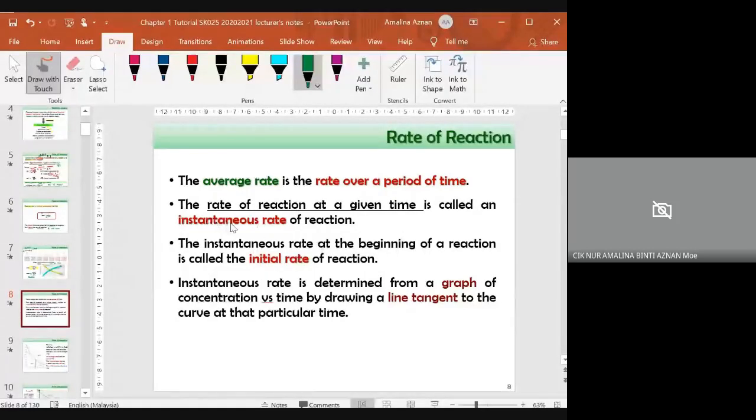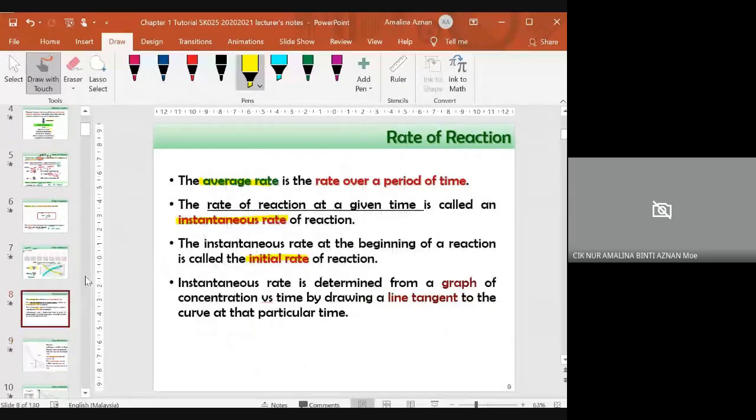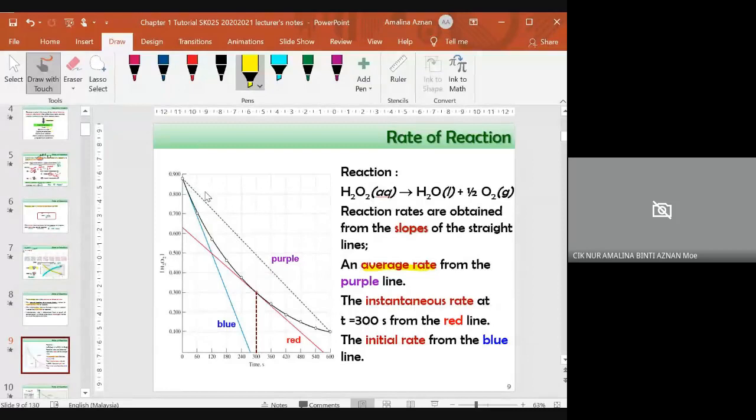Okay, there are a few terms that you need to know: average rate, instantaneous rate and initial rate. All these three we can get from the graph. Okay, for average rate, from the graph, average rate is the rate over a period of time. So you take a certain period of time and then you find its average. So this is the purple one. The purple line is to find the average.